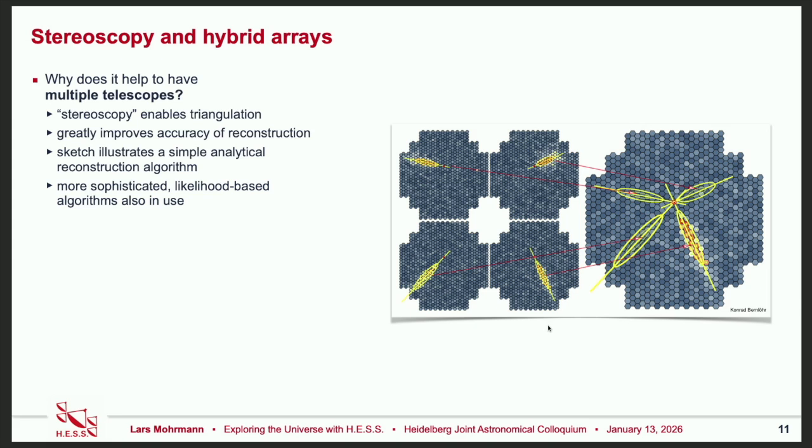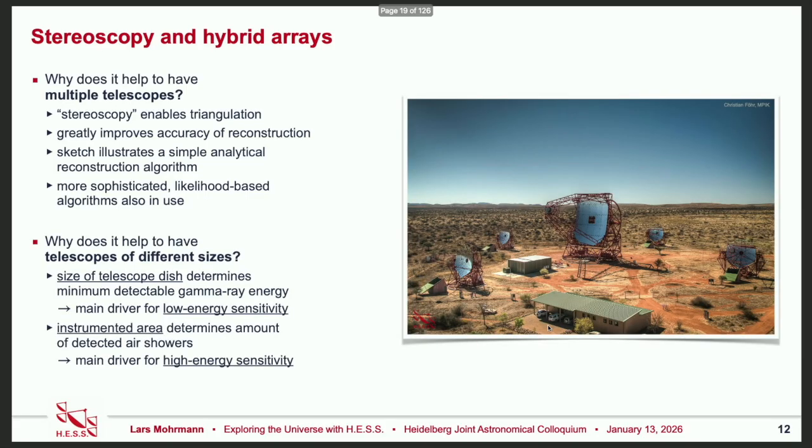So basically, from the image of one given telescope, you would only be able to say that the incoming direction is somewhere along the major axis of this ellipse. But if you have multiple views, you can reconstruct the direction and hence also the energy much better. You might also ask yourself, why does it help to have telescopes of different sizes, as we do in H.E.S.S, for instance? Now the answer to that is that the size of the telescope dish that you put basically determines your minimum detectable gamma ray energy, because it determines how much of these Cherenkov photons you can collect.